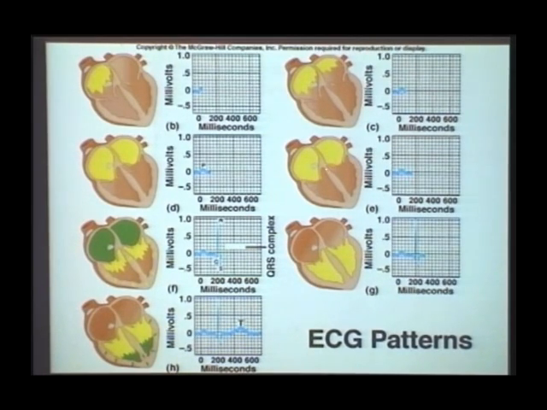Then after that, when the impulse comes out of the AV node, it rapidly conducts through the Purkinje fibers and depolarizes your ventricular muscle. The depolarization of the ventricular muscle is seen as the QRS complex. The QRS complex indicates ventricular depolarization. So: atrial depolarization, AV nodal delay, ventricular depolarization.